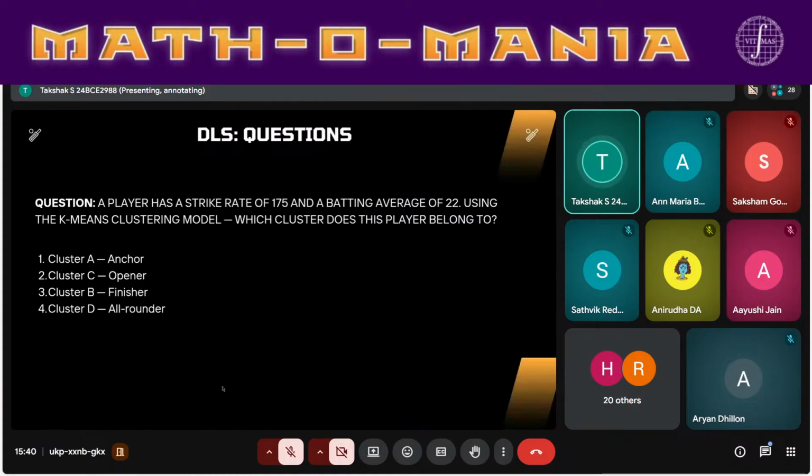And one small question for you guys. A player has a strike rate of 175 and a batting average of 22. Using the k-means clustering model, which cluster does this player belong to? The first option is cluster A, anchor. The second option is cluster C, opener, and the third option is cluster B, finisher, and the fourth option is cluster D, all-rounder. In which cluster should this player belong to?